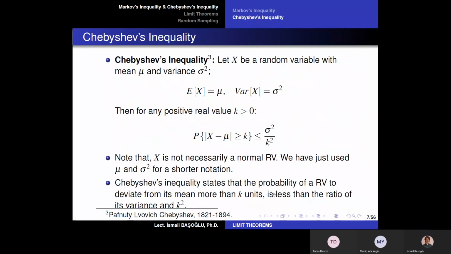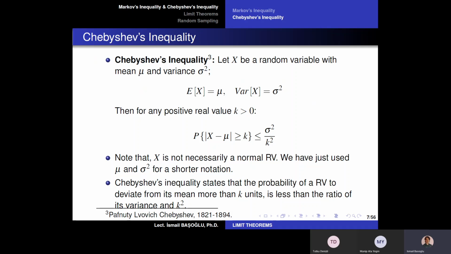Now, we are going to continue with Chebyshev's inequality. Chebyshev actually is the advisor of Markov. So Markov, the previous guy, Andrei Andreevich Markov, is the student of Chebyshev. If you check the birth year and the death year of Chebyshev, you will realize that Chebyshev is a lot older than Markov. Markov is the student, Chebyshev is the teacher.